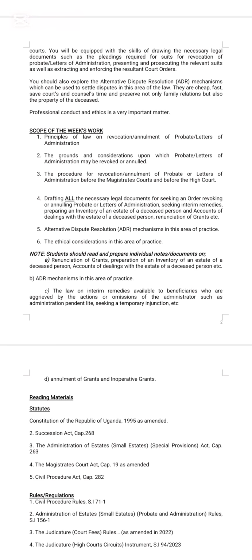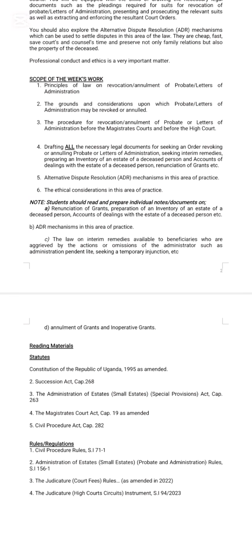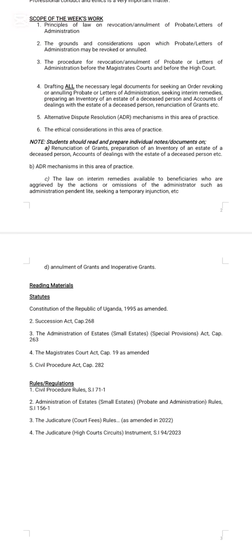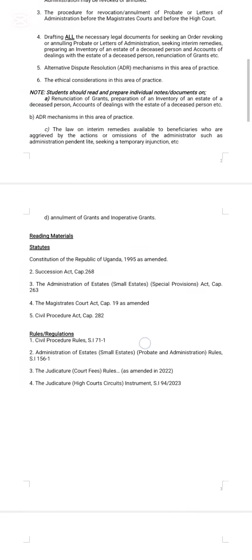We have looked at Section 2 of the Successions Act. Then we have also looked at the procedure for revocation and annulment of probate or letters of administration before the magistrates courts and the High Court, drafting all the necessary legal documents for seeking an order revoking or annulling probate or letters of administration, seeking interim remedies, preparing an inventory of the estate of a deceased person and accounts, and dealing with the assets of the deceased, ADR mechanisms, and ISCO issues.